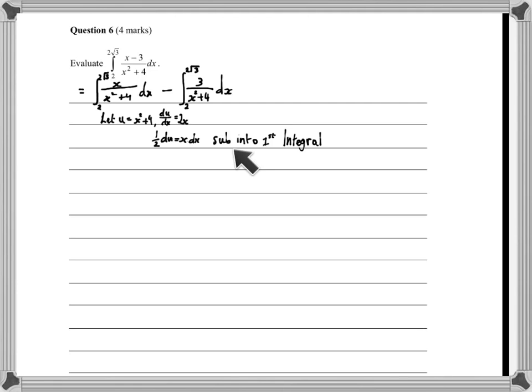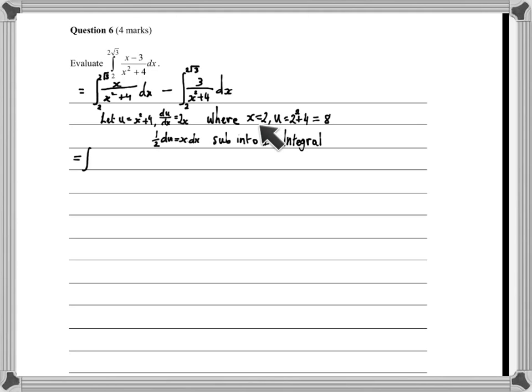Now all that is going to be put into the first integral only. We're not going to do anything with the second integral just yet. Like we did in the previous question, we've introduced a u variable into a definite integral with limits 2 and 2 root 3, so we've got to get the u values for these limits.